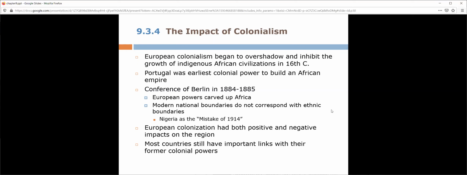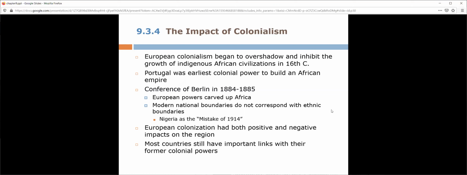And it lasted from the 16th century up until the end of the 1800s, up to the end of the 19th century, where at the Conference of Berlin, the European powers essentially carved up Africa. And most of the countries that exist nowadays were decided upon in Berlin. The names, the locations, the boundaries, things along those lines.